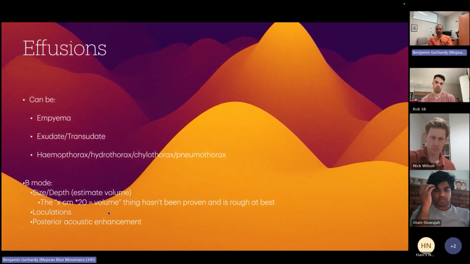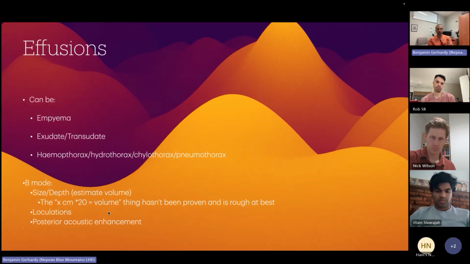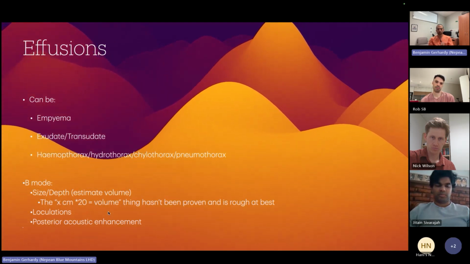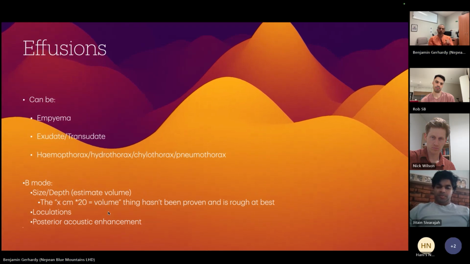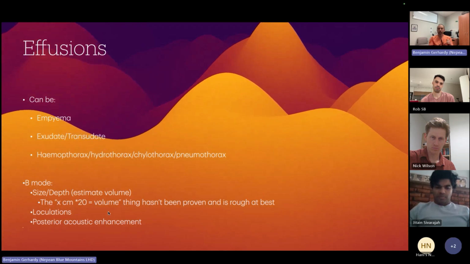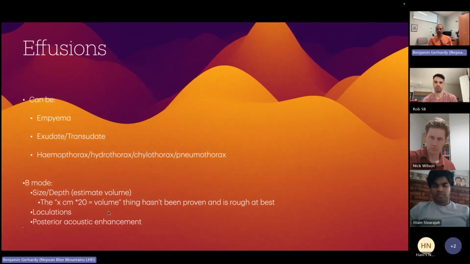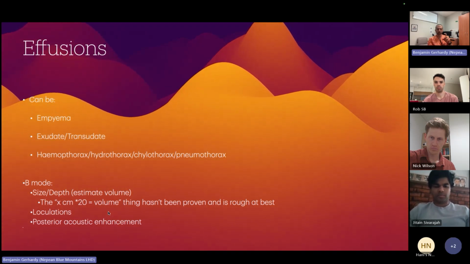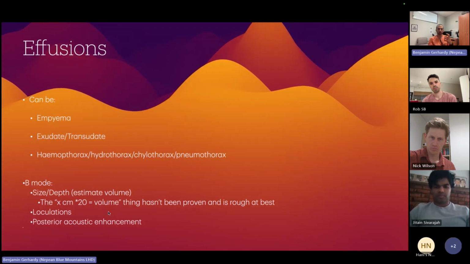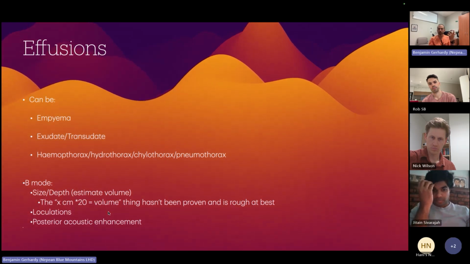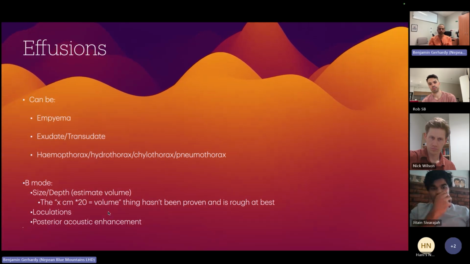There are some people out there that talk about 5 centimeters or 10 centimeters deep as the deepest volume when you're measuring a pleural effusion. You then times that by 20 and you get a volume, right? That's not being proven. There's no data about that. It's just some old wives' tale. So if it's 5 centimeters deep and you go, 5 times 20 is 100, it's not going to be 100 mils or a liter or whatever. It's just as big as it is.